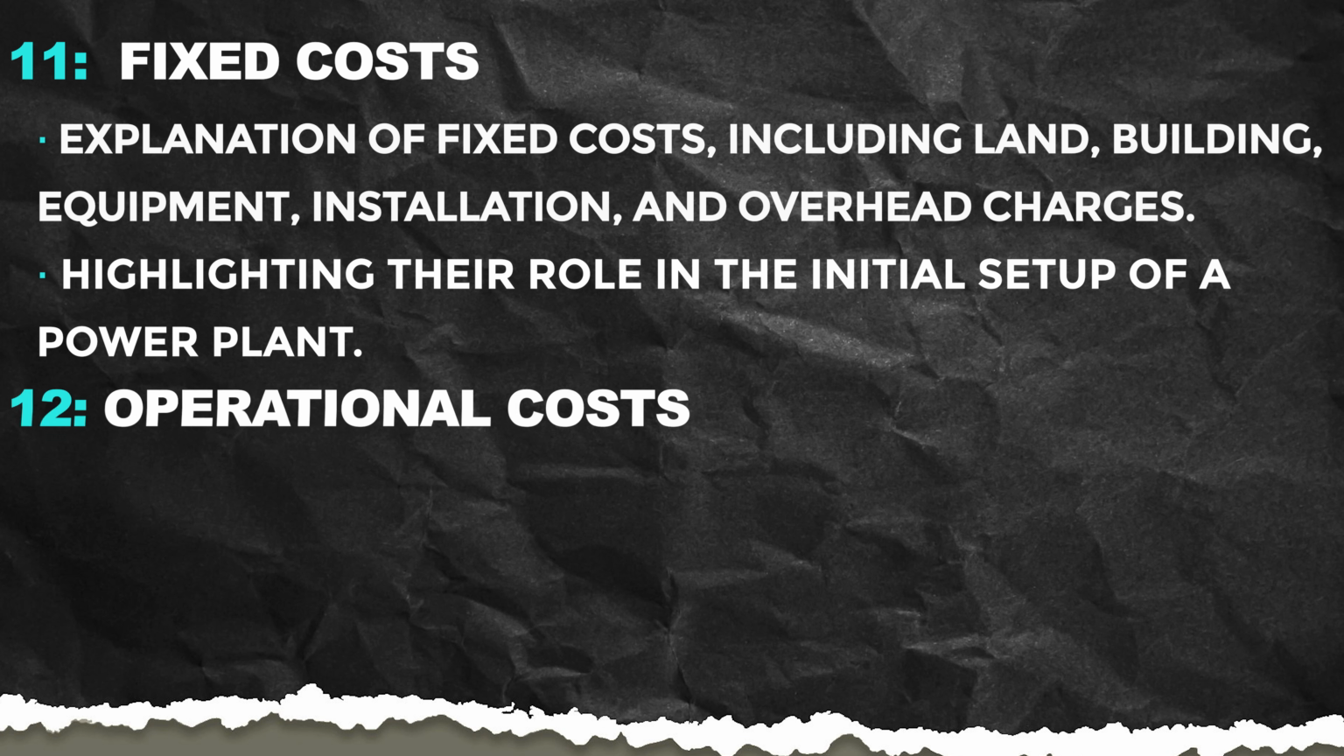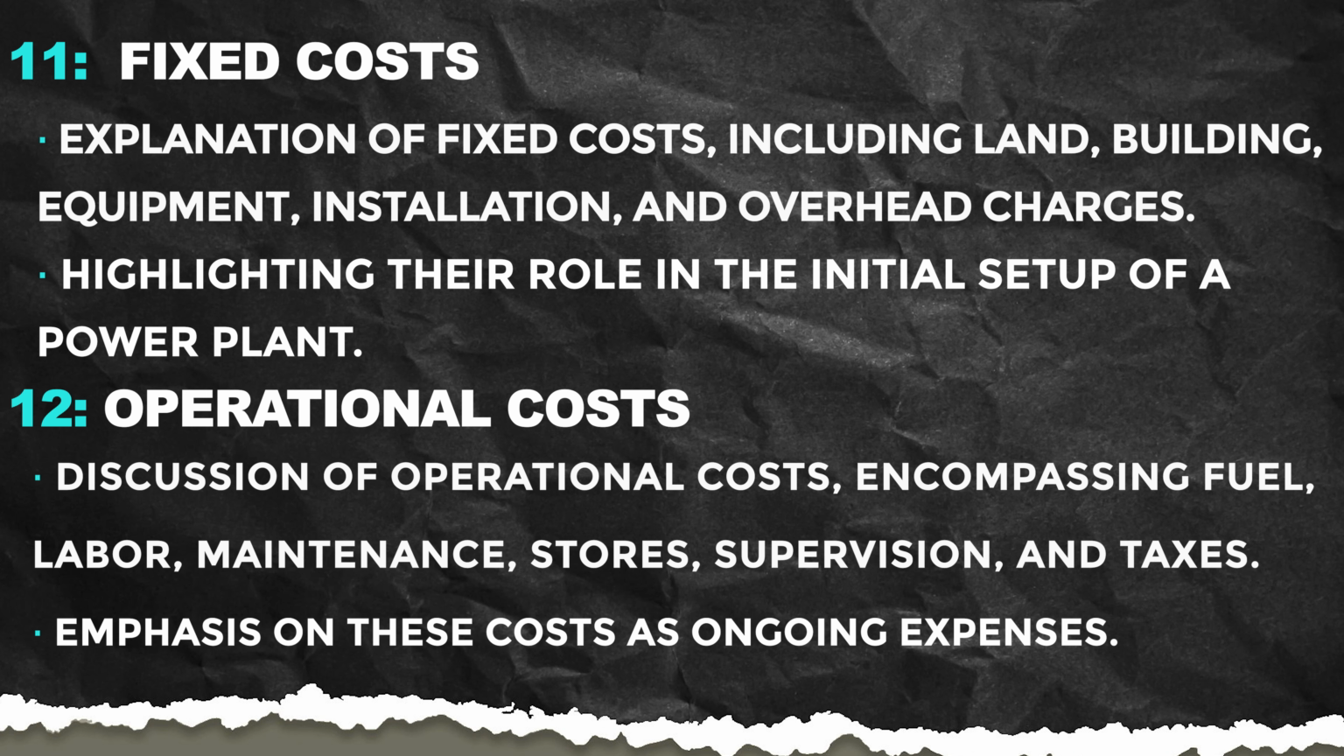Then we will see operational cost. In operational cost, we will discuss fuel cost, labor, maintenance, storage, supervision, and at last we will see the tax, how much tax we have to pay. We will emphasize these costs as our ongoing expenses.